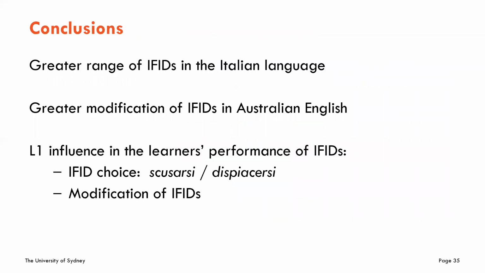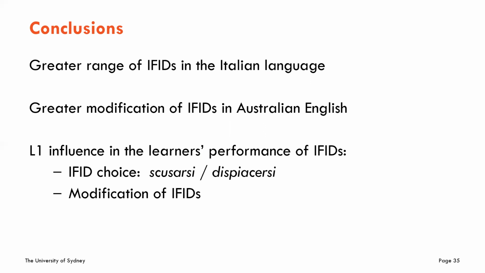So overall, we see that there is a greater range of IFIDs in the Italian language. There's a far greater variety of IFIDs in Italian than there is in English, though there's a greater modification of IFIDs in Australian English. So we might say that Australian English, for perhaps a lack of IFIDs as opposed to Italian, there's a wider modification of these IFIDs. So the diversity in Australian apologies comes from that modification of IFIDs rather than a set number of IFIDs, perhaps.